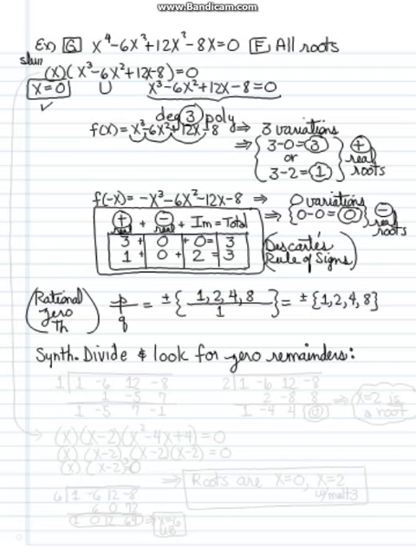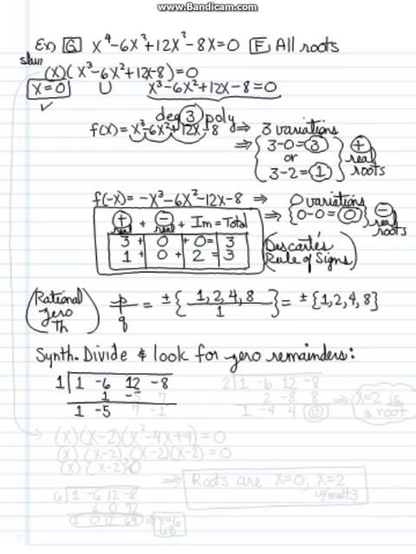So starting with the first positive number, 1, take the coefficients of the second factor, which are 1, negative 6, 12, and negative 8. Synthetically divide by making a line and bring down the first number. Multiply 1 times 1 is 1. Add.